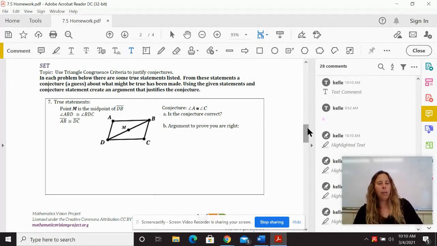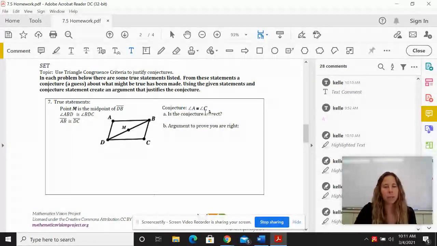All right. Here we go. Use triangle congruence criteria to justify conjectures. In each problem below, there are some true statements listed. So they're telling you these things are true. From these statements, a conjecture, a guess, if you will, about what might be true has been made. Using the given statements and conjecture statement, create an argument that justifies it. So you're trying to prove that this is true.